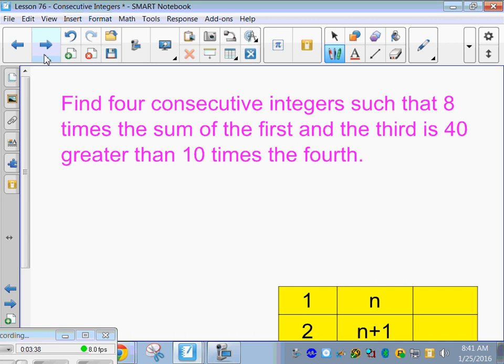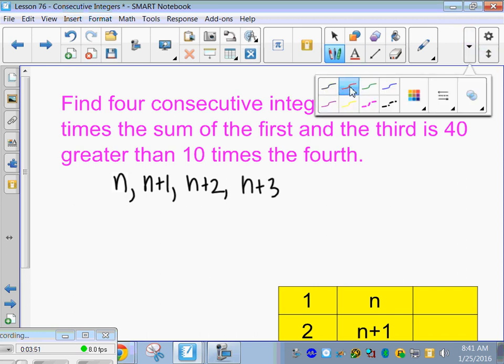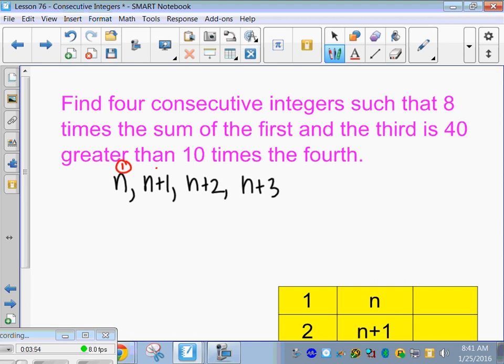Find 4 consecutive integers. So this time we do need 4 of them. So that means I need to find n plus 1, n plus 2, and n plus 3. This first one is the first number, the next one is my second number, this one's my third number, and this one's my fourth number. Find 4 consecutive integers such that 8 times the sum of the first and the third is. So there's the first part of my equation.